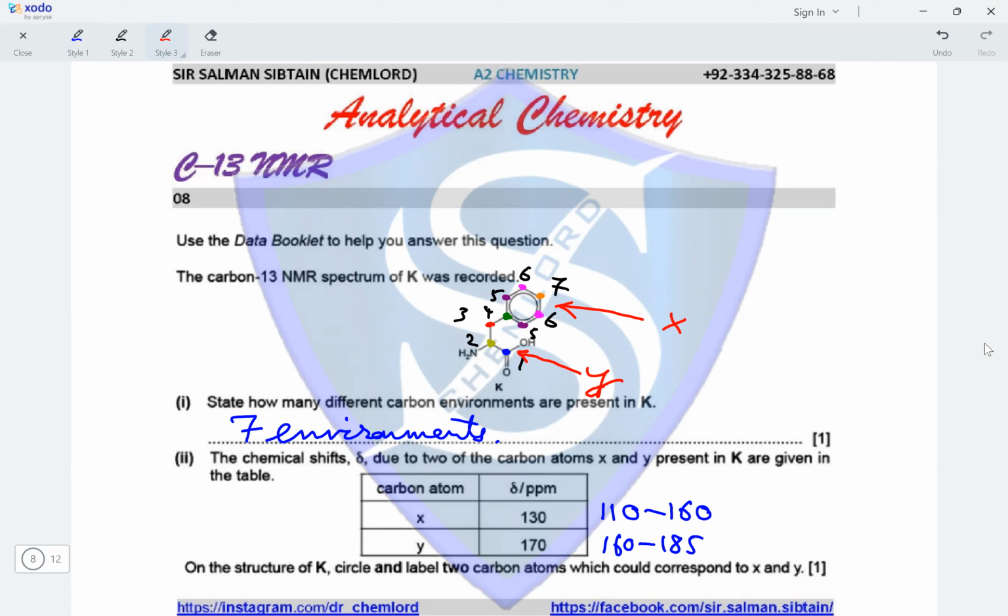So here we have the two carbon atoms whose chemical shift values have been given in the table. It says on the structure of K, circle and label two carbon atoms which would correspond to X and Y. So any one of the carbons on the benzene ring can be circled for X and the COOH carbon can be circled for Y.